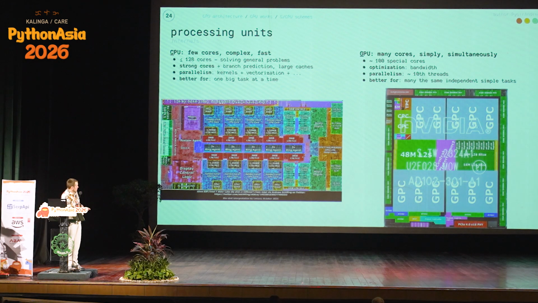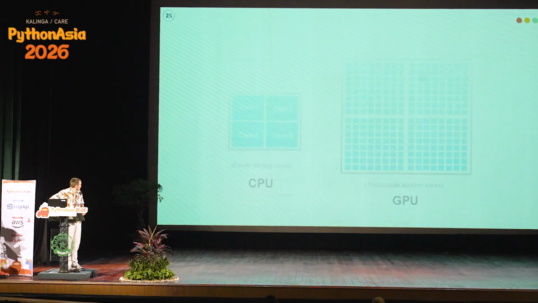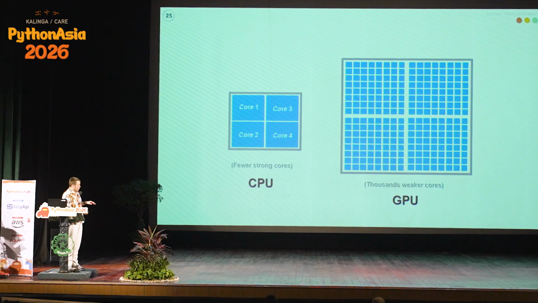Okay, this is another architecture, from NVIDIA. This is one Intel chip. In simple words, it looks like that: CPU, a few strong cores; GPU, 1,000 weaker cores.